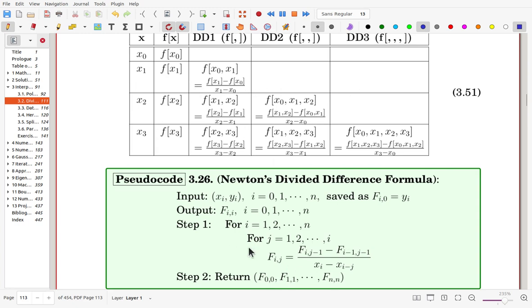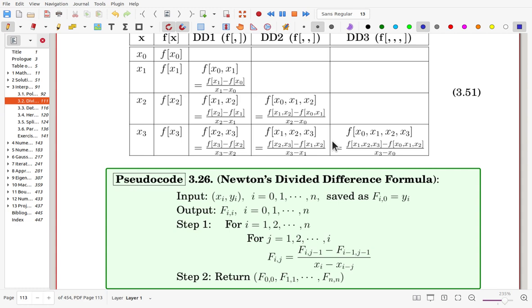Here j moves from 1 to i. When i is 1, only this one is computed. Once i is 2, then j from 1 to 2 is computed. After that, when i is 3, j goes from 1 to 3 and this will be computed. This formula is exactly the same as the one around here. So it is computed row-wise.